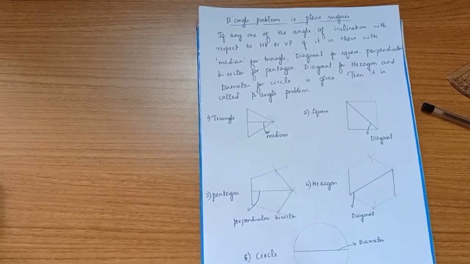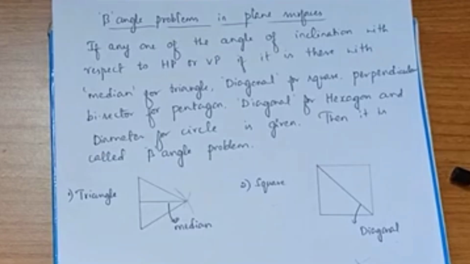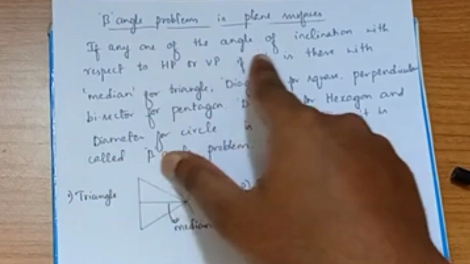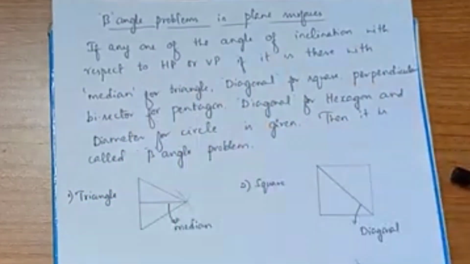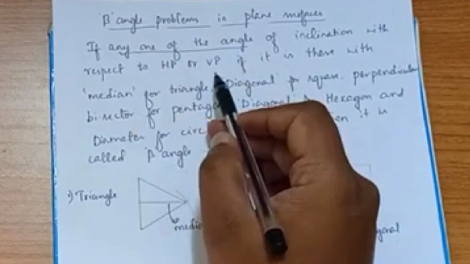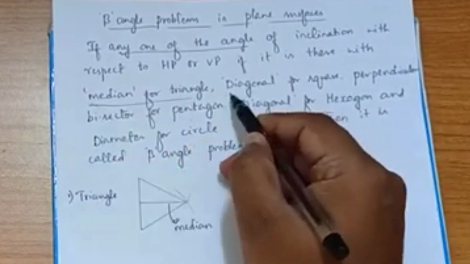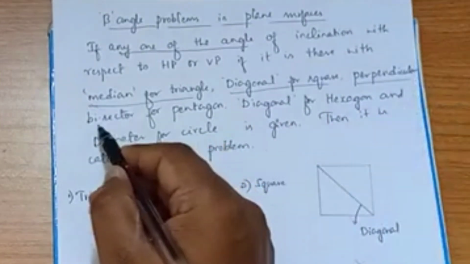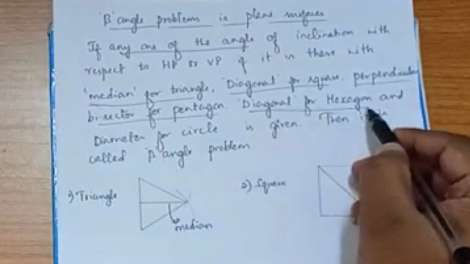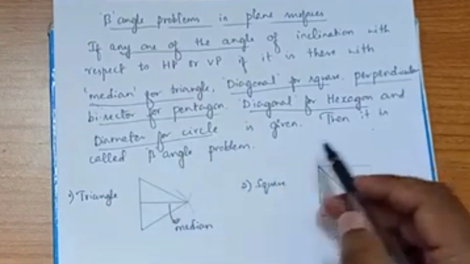Now we are going to learn the concept of beta angle problems in plane surfaces. So how do we identify whether a particular problem is a beta angle problem or not? You can see, if any one of the angles of inclination with respect to HP or VP, you can take either the inclination to the HP or VP, if it is given with respect to these important words: median for triangle, diagonal for square, perpendicular bisector for pentagon, and diameter for circle, then it is called a beta angle problem.